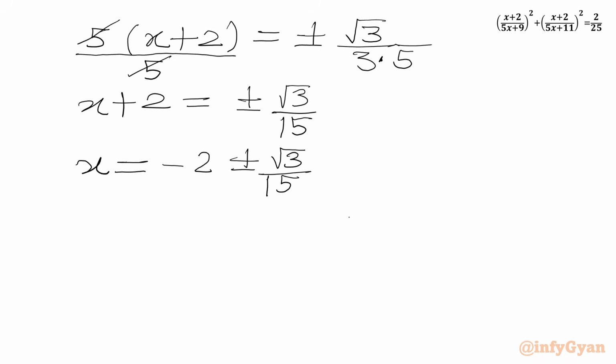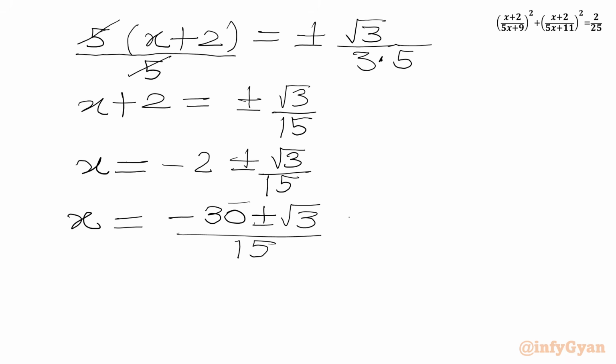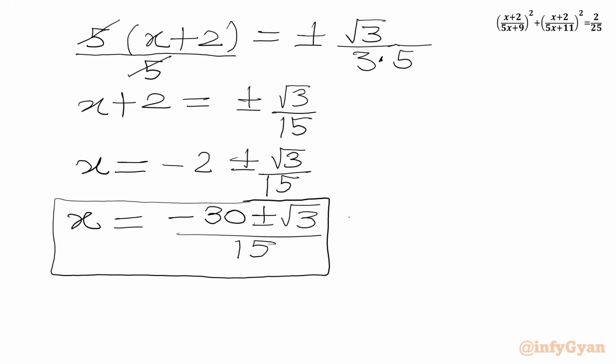Now we can take the LCM also, and we will write x equal to (minus 30 plus minus square root of 3) over 15. So we have two real values of x: (minus 30 plus square root 3) over 15 and (minus 30 minus square root 3) over 15.